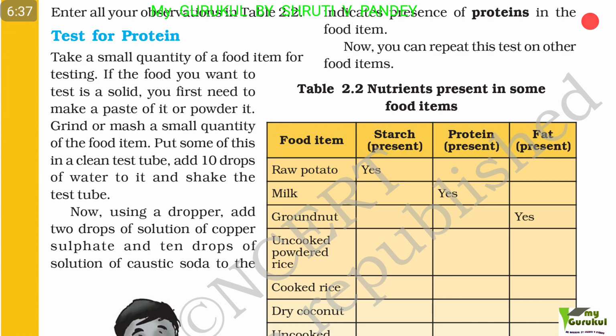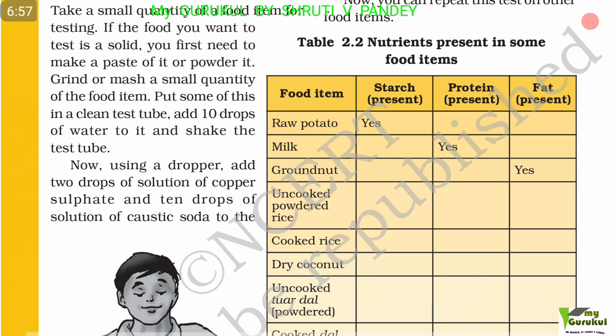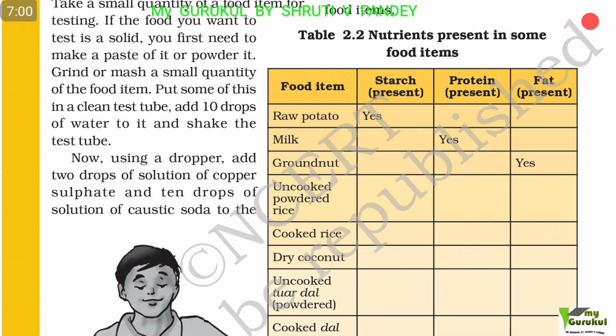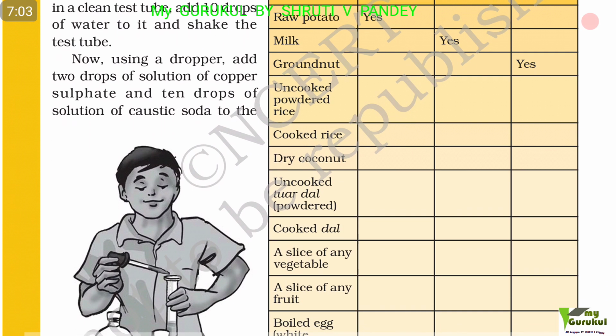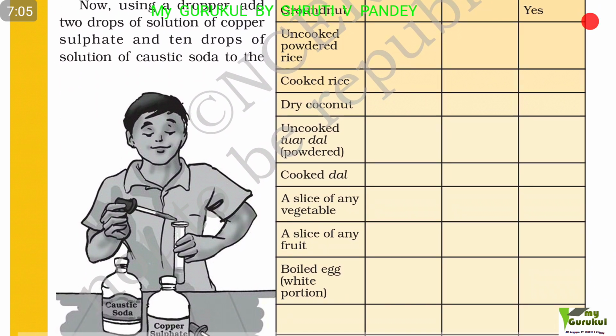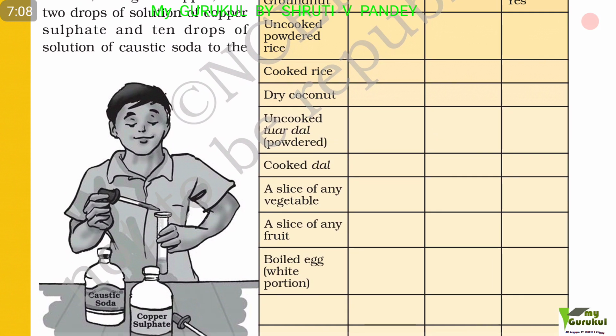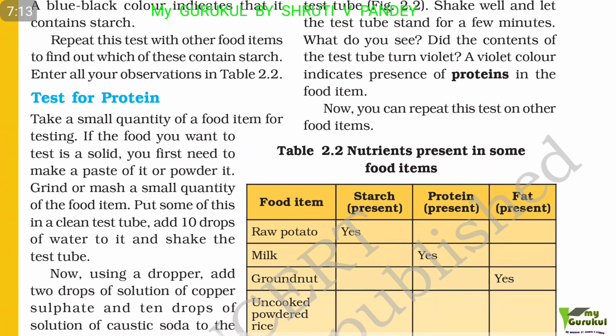Test for protein. Take a small quantity of a food item for testing. If the food you want to test is solid, you first need to make a paste of it or powder it. Grind or mash a small quantity of the food item. Put some of this in a clean test tube, add 10 drops of water to it and shake the test tube. Now using a dropper, add 2 drops of solution of copper sulfate and 10 drops of solution of caustic soda to the solution.